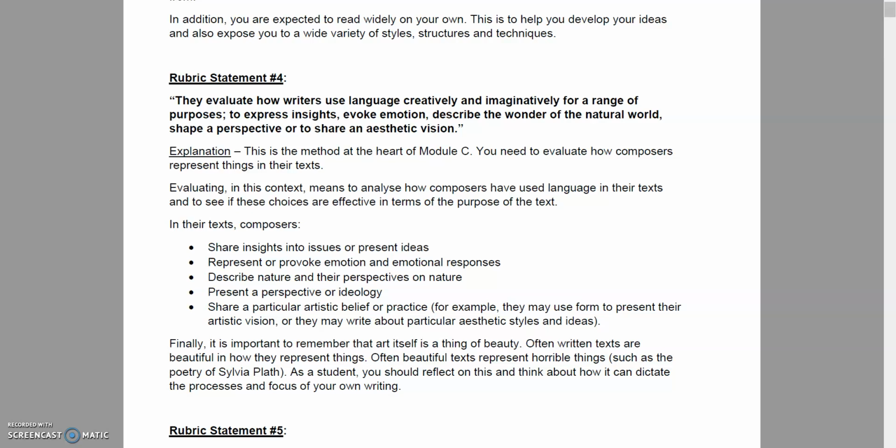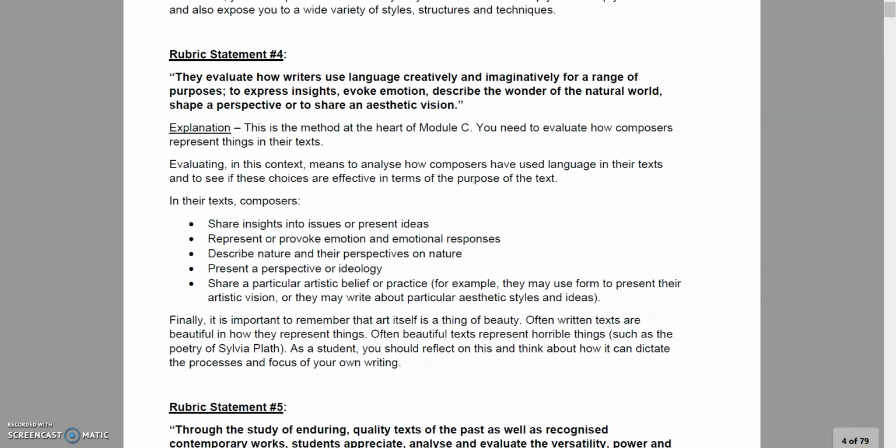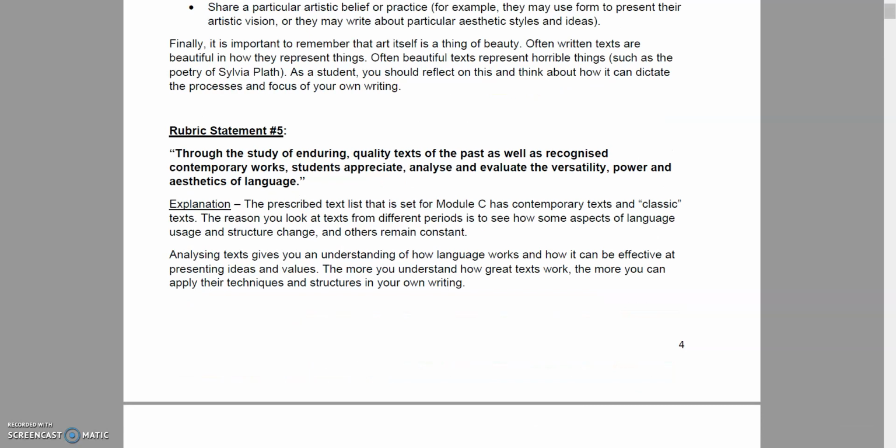So here what you're looking at is the way that language can be used to evoke emotion in a responder. How can you make me feel something when I'm reading or writing? It can be used to describe some elements of the natural world, and that's really quite beautiful. Being able to position me within a natural landscape through your language and making me experience that. Sharing a perspective, or shaping a perspective rather, and sharing an aesthetic vision. So that's all the way you're using your writing for a purpose and a reason. And that's a really important element in Mod C, Listening to the Storm Around Us.